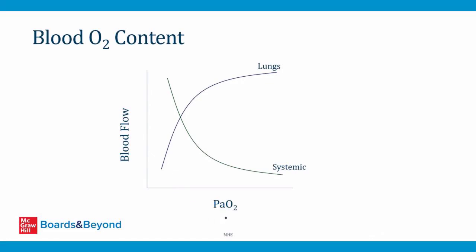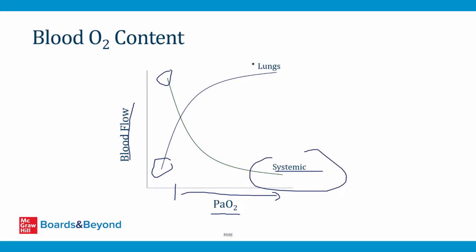So just to make this very clear, if you were to graph the oxygen content of blood, in other words, the PaO2 versus the amount of blood flow, when the oxygen content is low in the systemic system, which is the green line here, you have a lot of blood flow, but in the lungs you have very little. And then as the PaO2, the oxygen content goes up, you get relatively less flow in the systemic circulation, but you get more flow in the lungs.